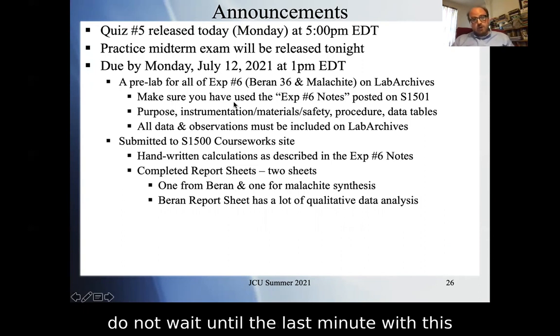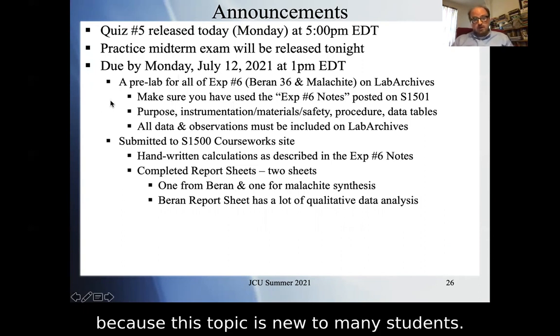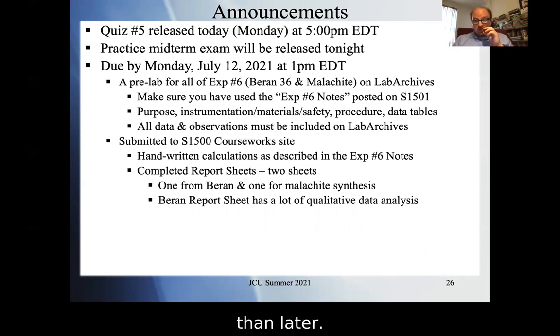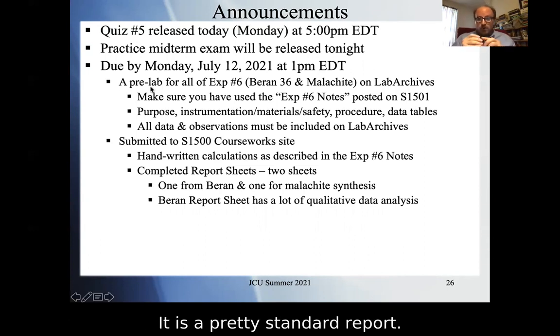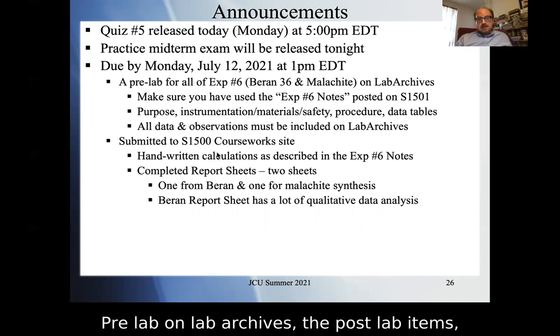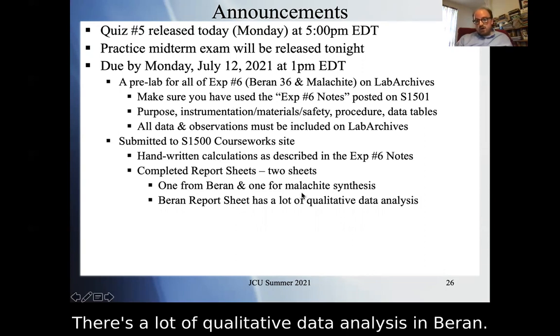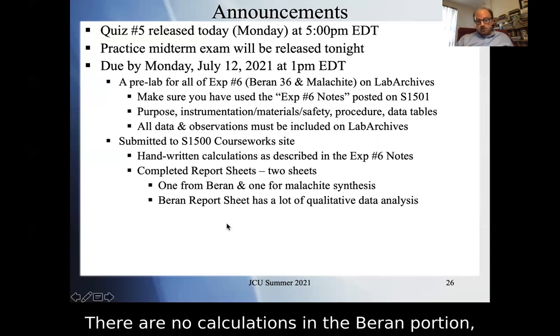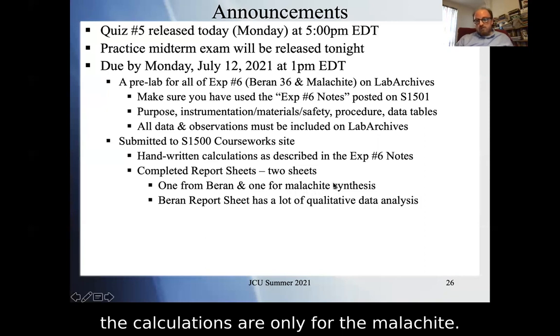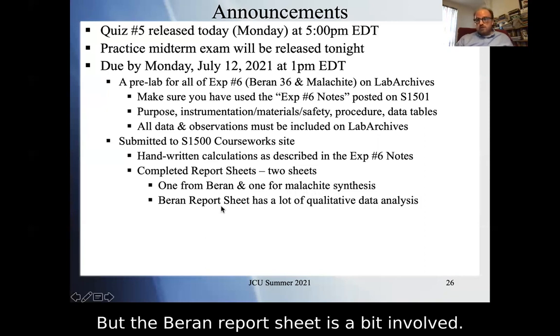I would recommend do not wait until the last minute with this, because this topic is new to many students. So I would try to start working on this sooner rather than later. It is a pretty standard report: pre-lab on LabArchives, the post-lab items, calculations in the notes, and then there are 2 report sheets. Now, be aware, the Barron report sheet has a lot of qualitative data analysis. There are no calculations in the Barron portion. The calculations are only for the malachite. But the Barron report sheet is a bit involved.